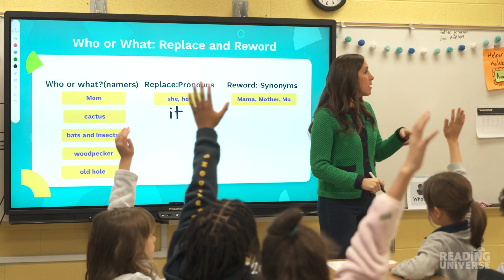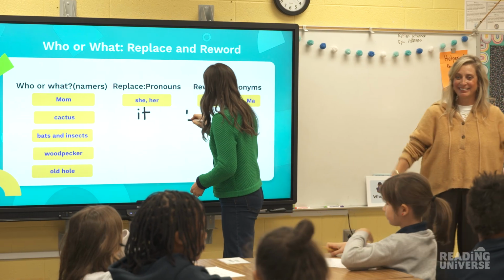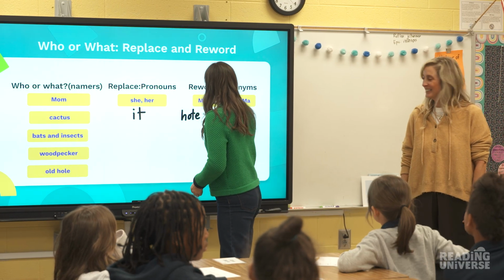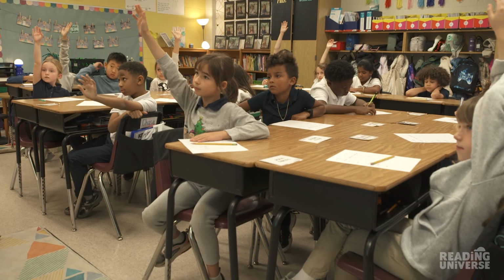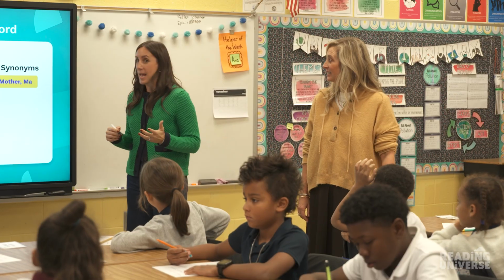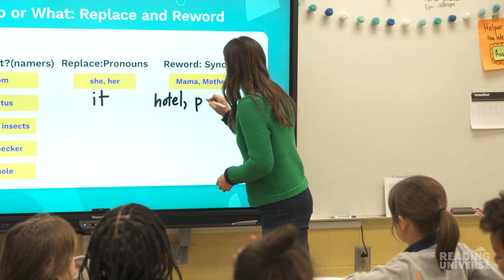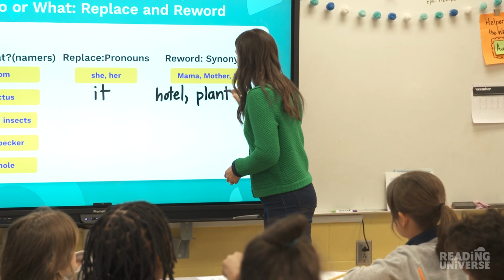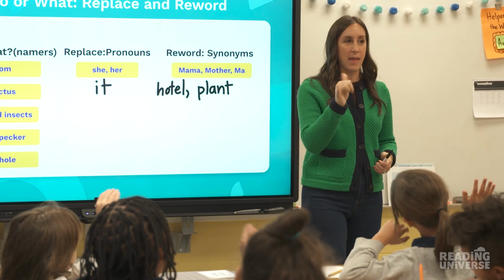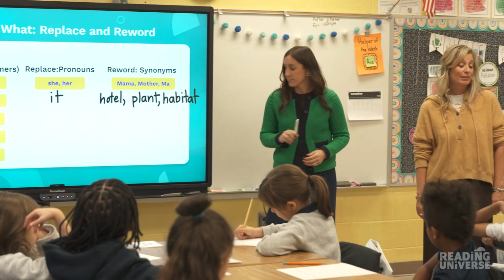Raise your hand. Joseph. Hotel. Hotel. All right, so I'll write hotel on my list. Let's see if we've got another idea. Kingston. Plant. Absolutely. Cactus is a plant. We'll add the word plant to the list. And I saw some of those people had the same ideas as Kingston. I think you guys have gotten really good at this.